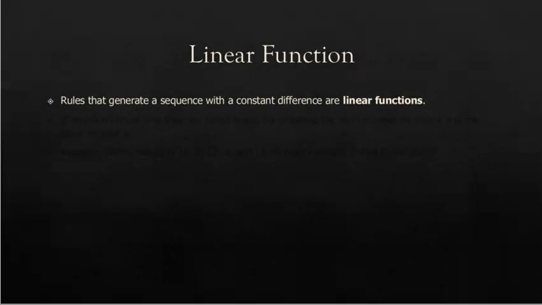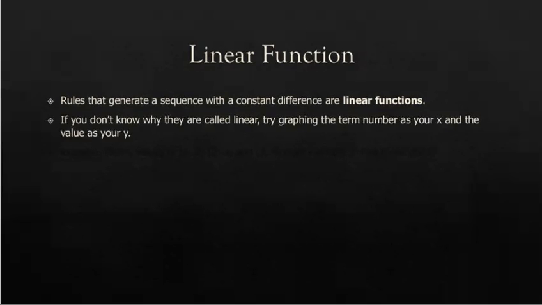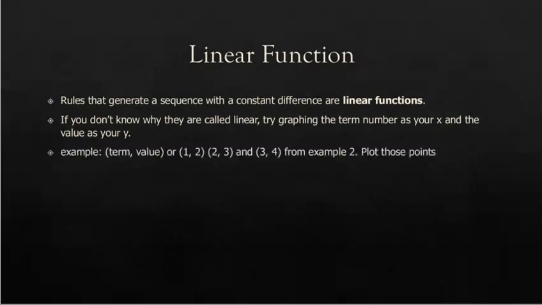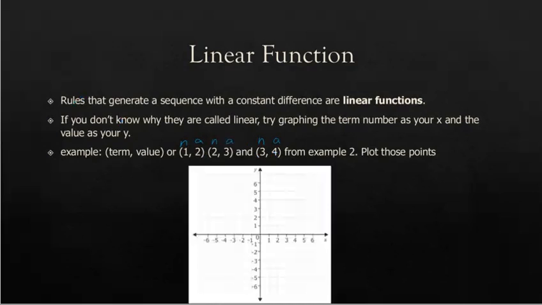Now, if you don't understand why they are called linear, let's graph a couple of terms as our x and our value as our y, and let's see why they are called linear functions. So from our last example, we had 1 point on the line, we had 2 non-overlapping rays and segments. So this was our term number, and this was our answer. Here's our term number 2. We had 3 non-overlapping rays and segments, and then with 3 we had 4. So I'm going to plot these points as XY coordinates. So 1, 2, 2, 3, 3, 4, and what does that look like?